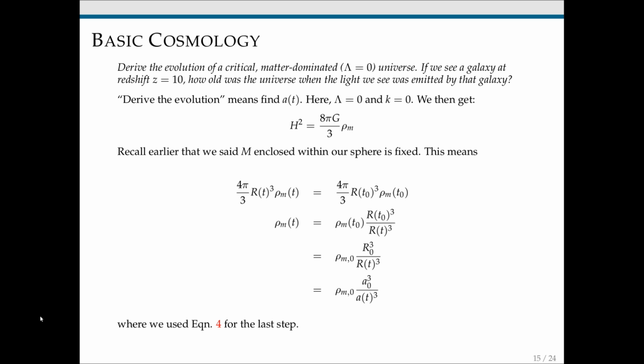Recall earlier we said that the total mass enclosed within a sphere is fixed. Now the mass of a sphere is equal to the volume of a sphere times the density of the sphere, since the universe has constant density. That means that the volume of the sphere at time t times the density is equal to the volume of the sphere at time t0 times the density at time t0. Now we can rearrange to get this. The density at any given time t is equal to the density at time t0 times the scale factor cubed at time t0 divided by the scale factor at time t cubed, where we used equation 4 for the last step.